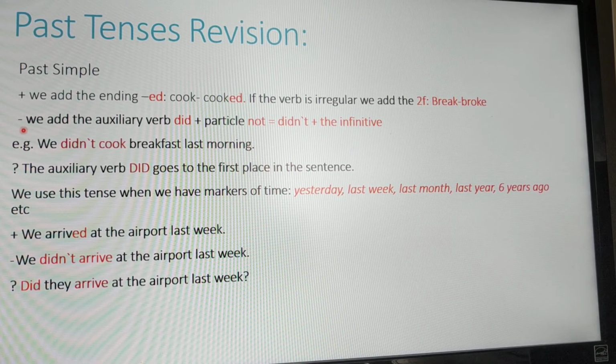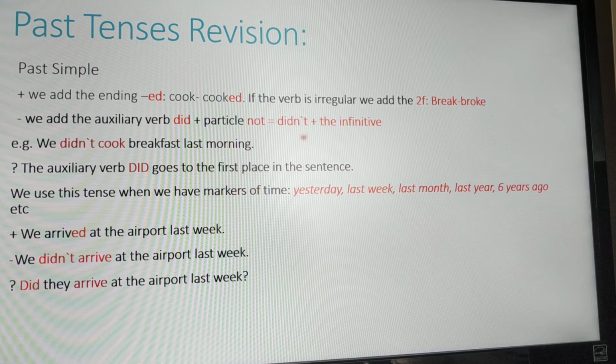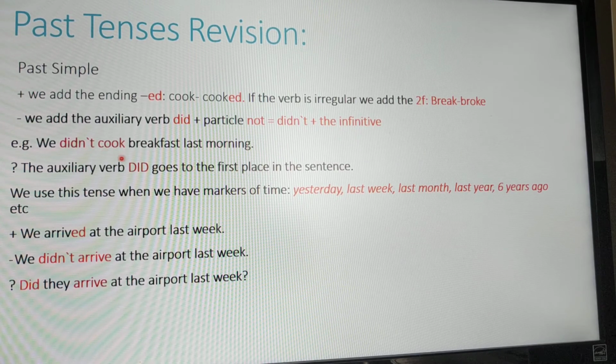Into the negative, we add the auxiliary verb did plus particle not. The next verb is in the infinitive. Когда у нас отрицание, мы добавляем вспомогательный глагол did плюс частичка not и получаем didn't. И следующий глагол будет в инфинитиве. Инфинитив – это изначальная форма глагола. For example, we didn't cook breakfast last morning. Видите, didn't. Следующий глагол у нас cook, он без окончания ed.